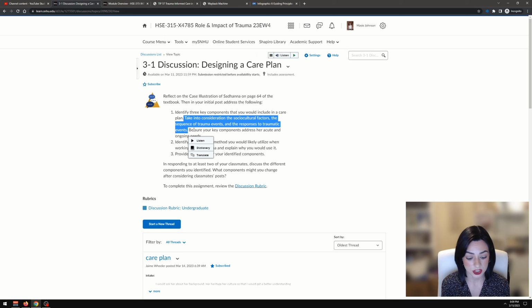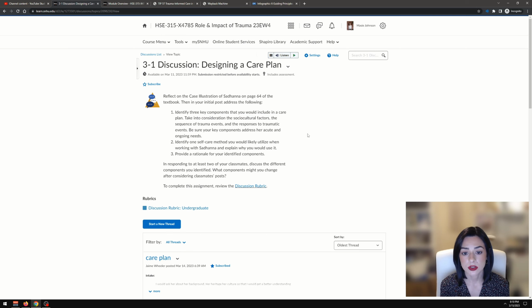So again, like I just mentioned, the fact that she experienced trauma from the age of 4 to 15, you could talk about how that has impacted development, physically, the long-term physical impacts that might be there, and how that has impacted her emotionally and her worldview. So as you're looking at what these key components are, you can find different ways to weave in talking about sociocultural factors, the sequence of trauma, and then the response to the traumatic event.